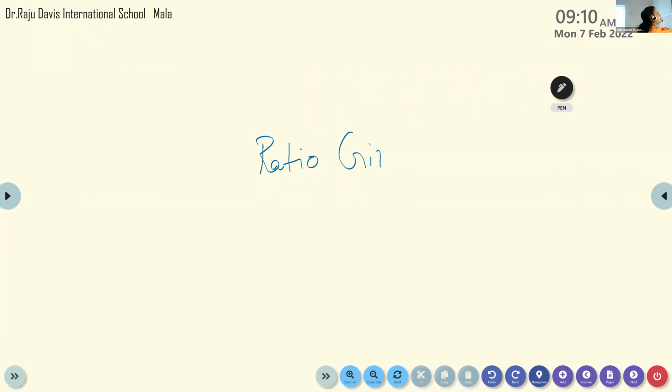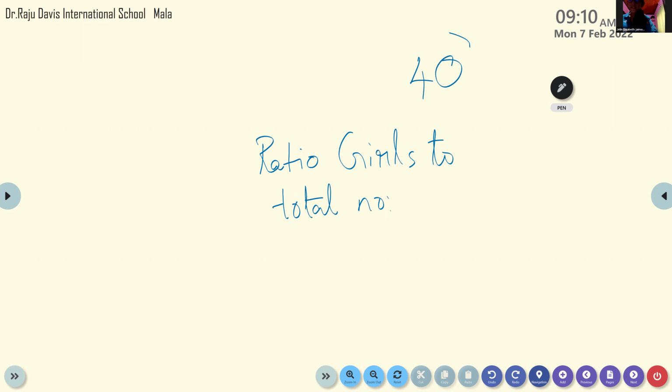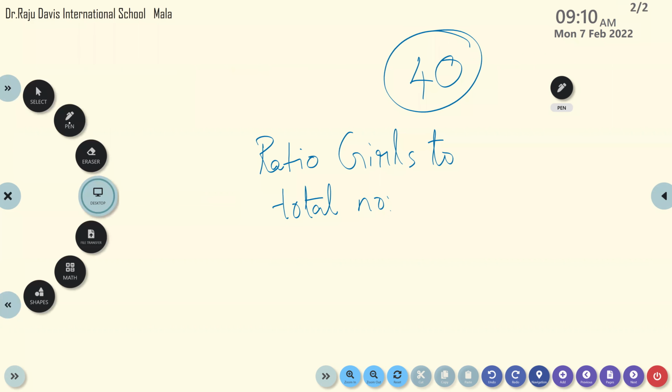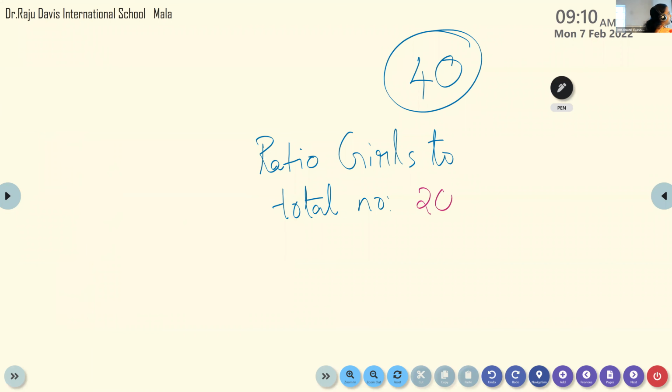Now, look here, children. Ratio of girls to total number of students. What is the total number I said, children? 40. Total, there are 40 children. And how many girls? 20. So children, how will we write the ratio? Look here. 20 is the number of girls, divided by 40.